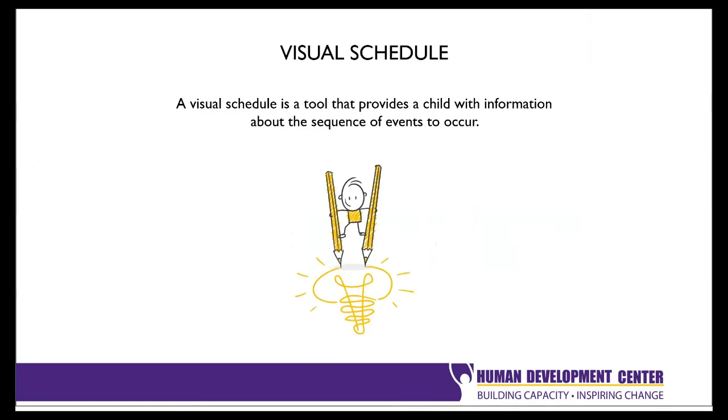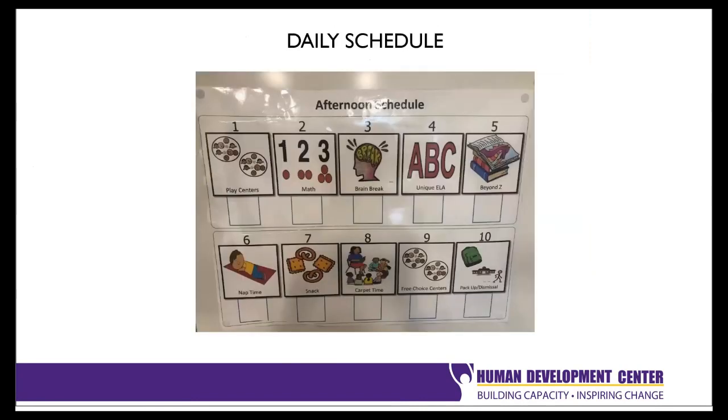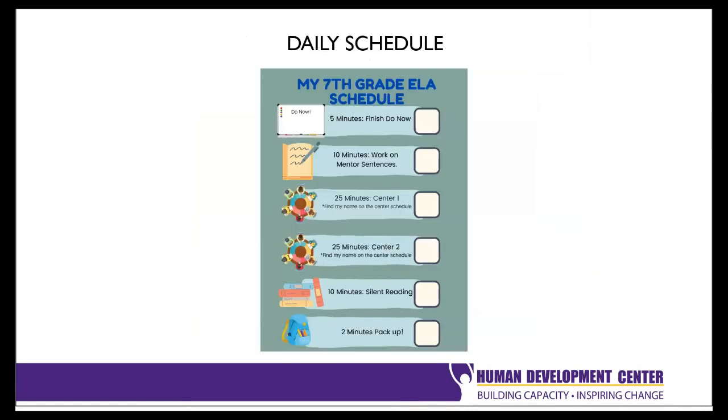So just a quick note about visual schedules. We know that a visual schedule is a tool that provides a child with information about a sequence of events that's going to occur. Here's a quick example of a visual schedule. This is their afternoon schedule. It just lists exactly what they're going to do that day. So the student sees it in advance. As they go, you can check it off. The student knows it's done and that it's time to move on to the next activity.